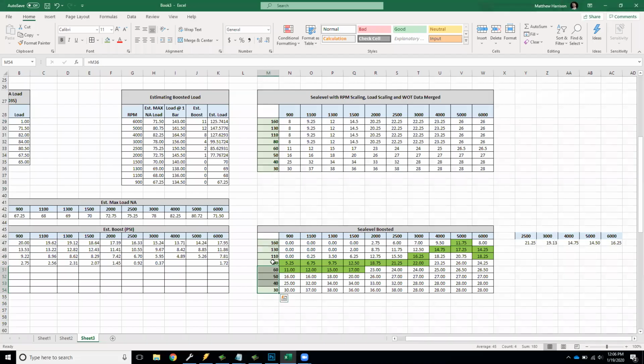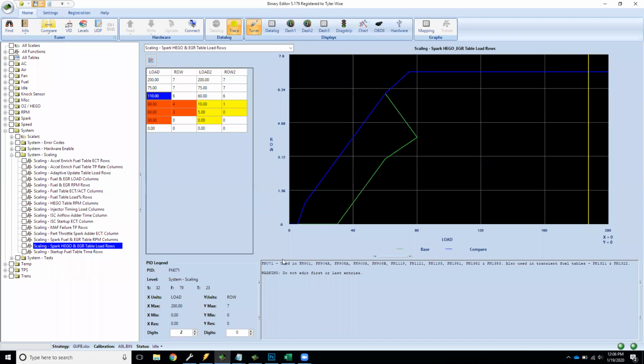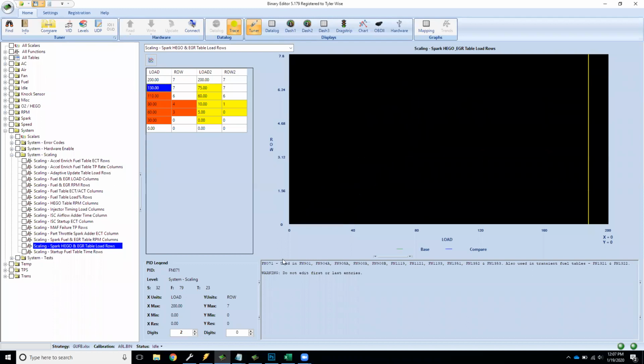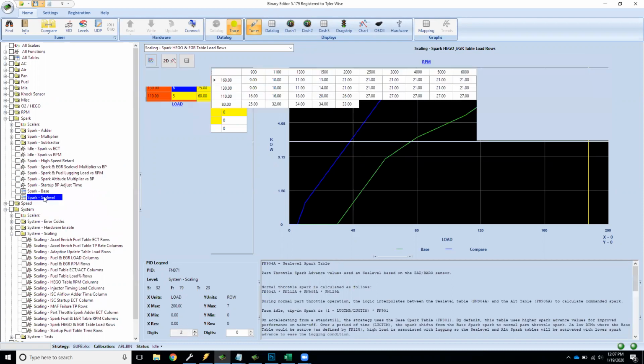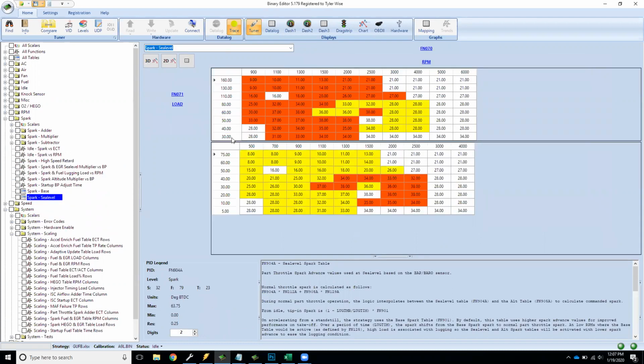And then we go 80 to 110, 110 to 130. So 80, 110, 130, 160, and 6, and 7. Okay, now let's double check our Spark table and make sure that I did that right and that it looks the way we expected.